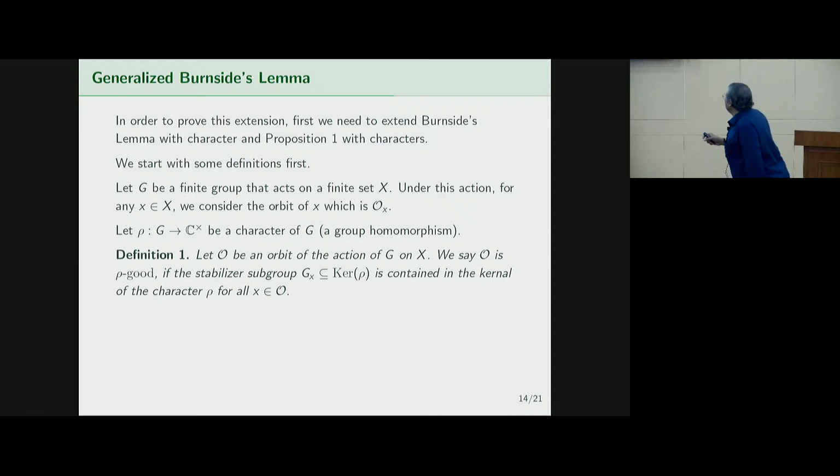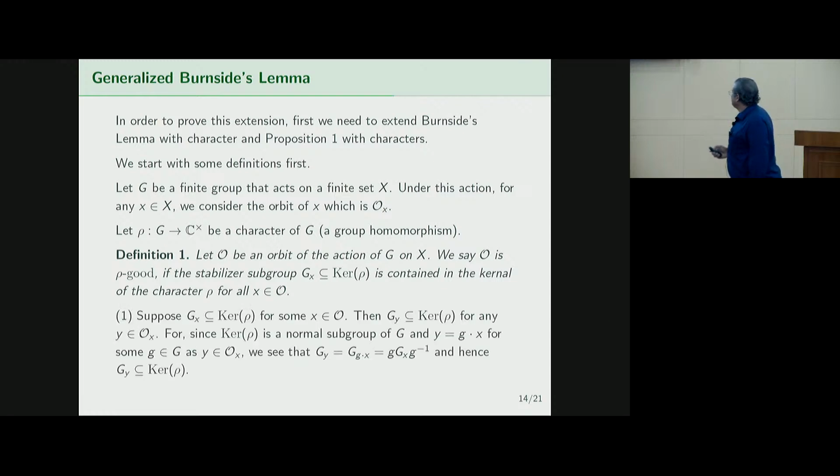Okay. We say this orbit is a rho good orbit, if the stabilizer group Gx is contained in the kernel of this rho, for any x inside the orbit. For all x inside the orbit, we look at the stabilizer group, whether it is contained in the kernel of the given character or not.